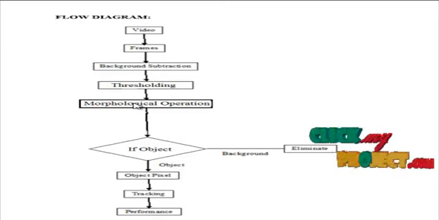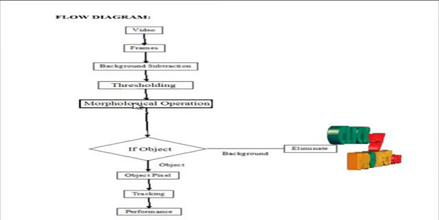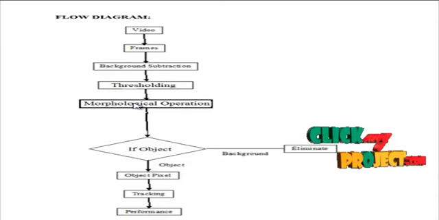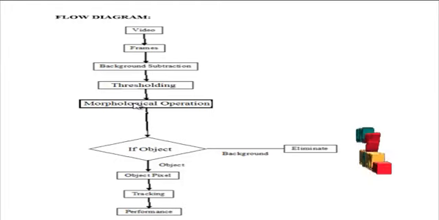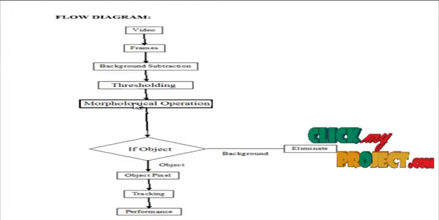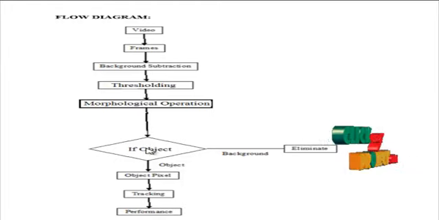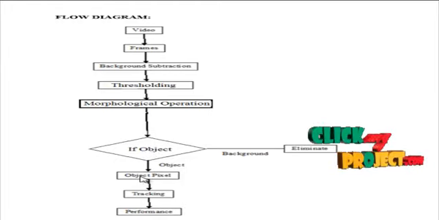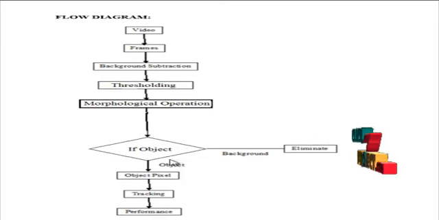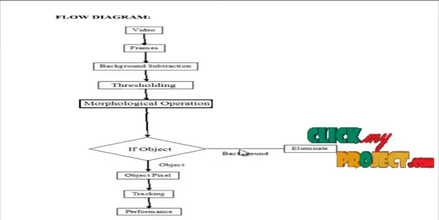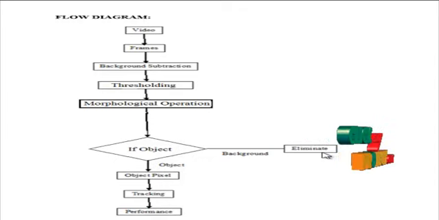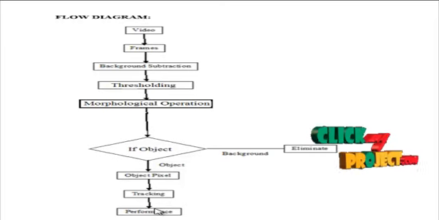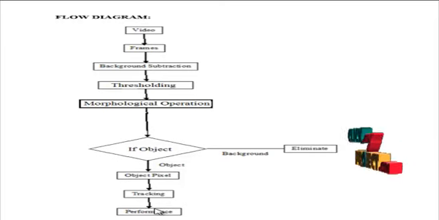Then, using the morphological operations, the occlusions present in the video are handled. That is, if some other regions were detected as objects, they are eliminated. If the identified region is an object, that is, if it is a white region, then the object pixels are taken and the tracking process is implemented. Else, if it is a background region, then the regions are eliminated. Finally, the performance of the process is measured by measuring the accuracy and error rate of the overall tracking process.